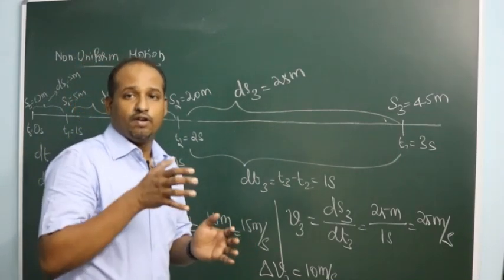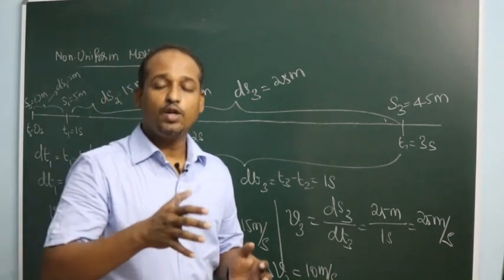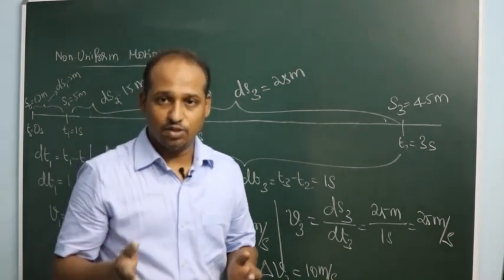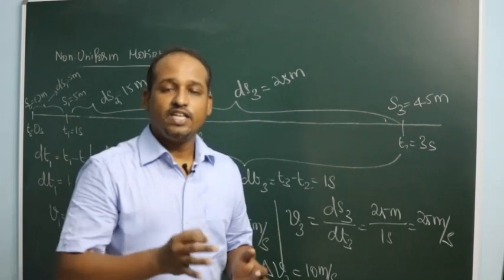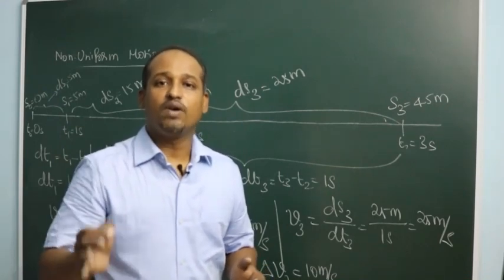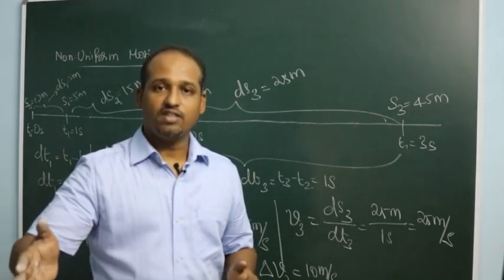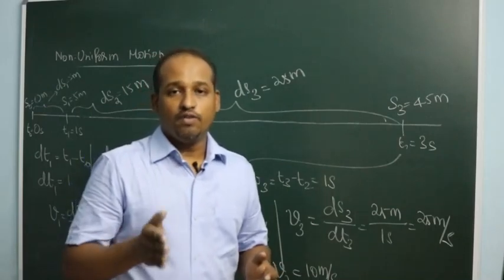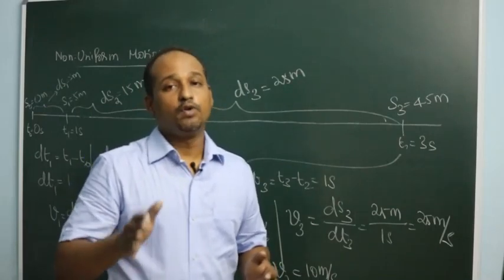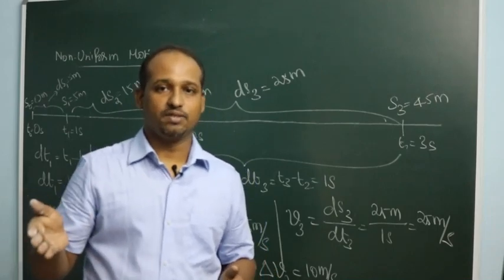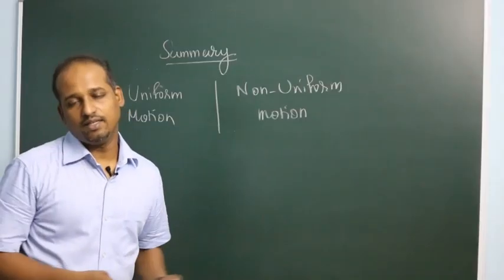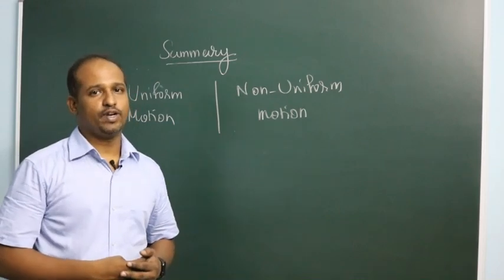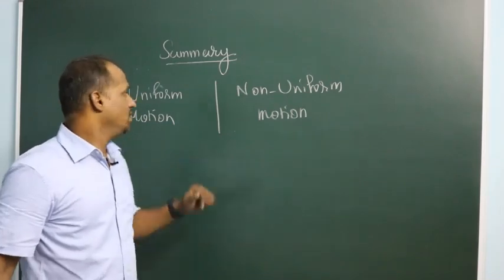This way of non-uniform motion is called uniformly accelerated motion. If the change in velocity for every 1 second is constant, then the motion is said to be non-uniform motion, but uniformly accelerated motion. The discussion has become slightly lengthier and hence a slightly longer video. It's better to summarize things.